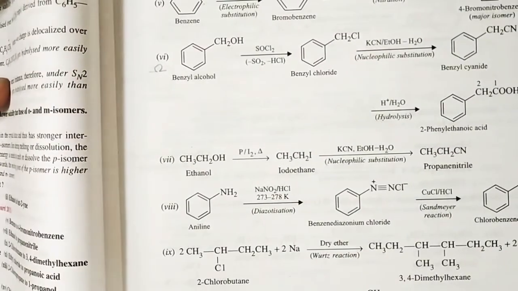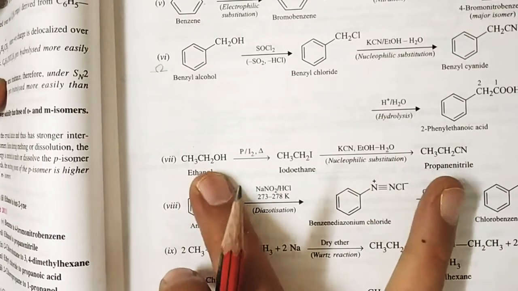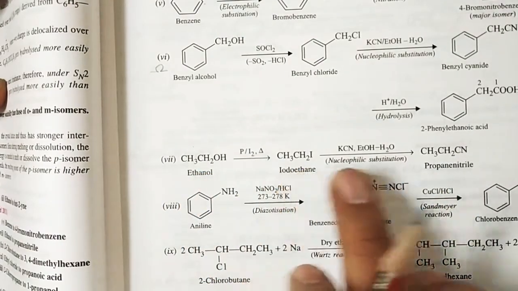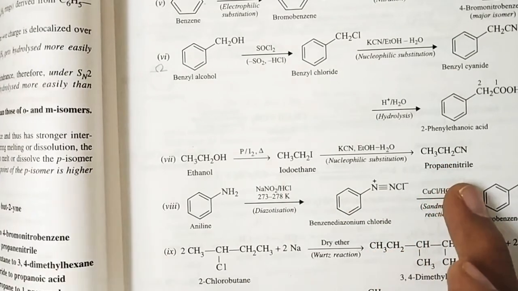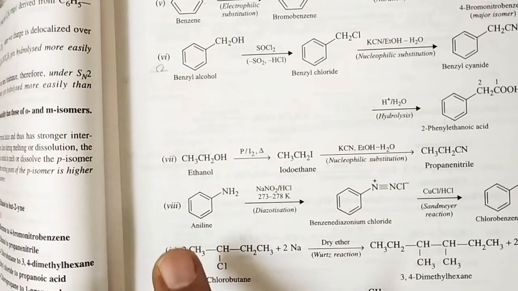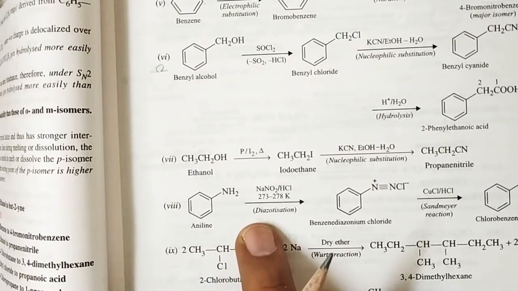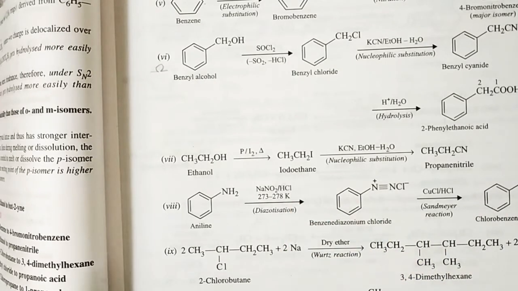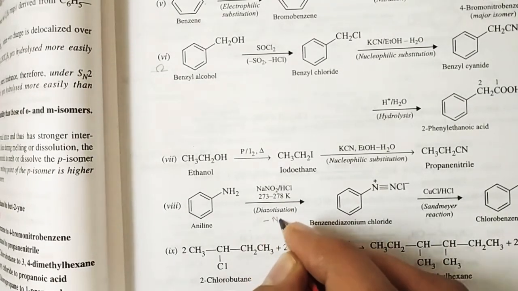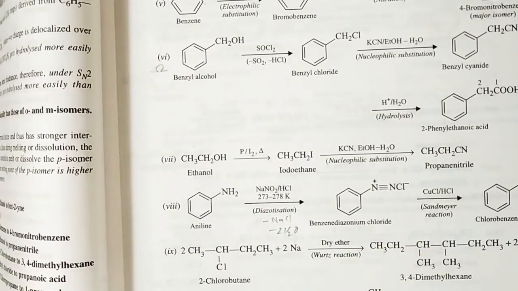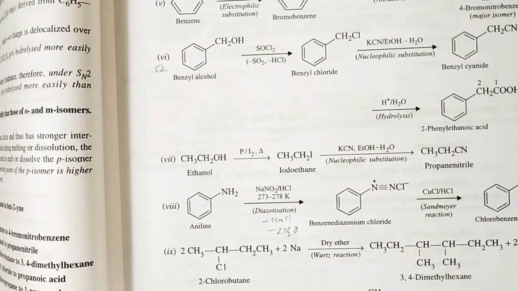Next, number 7. Number 7 is ethanol to propane nitrile. So first I want to prepare ethanol to ethyl iodide and ethyl iodide to ethyl cyanide. It's a simple reaction. Next one is aniline to chlorobenzene. First, diazotization of aniline, NaNO2 and HCl, where 2 moles of hydrochloric acid are used. At that time there is removal of NaCl as well as 2 water. We get benzene diazonium chloride, and with the help of the Sandmeyer reaction, CuCl-HCl, we get chlorobenzene.